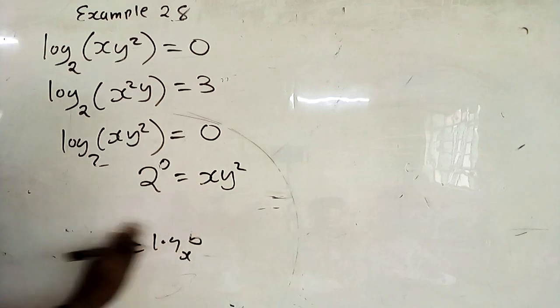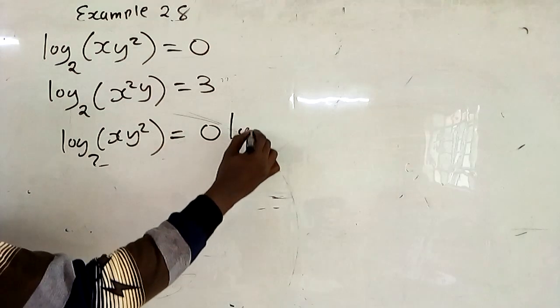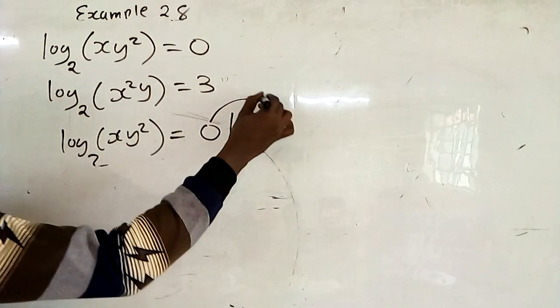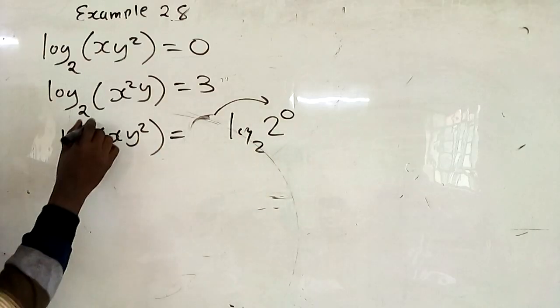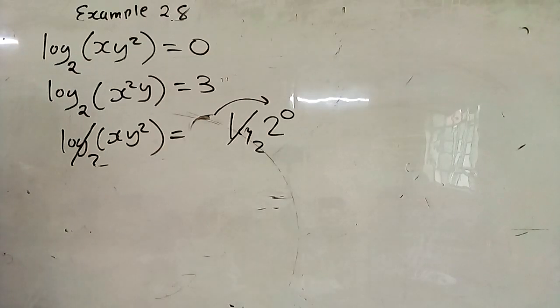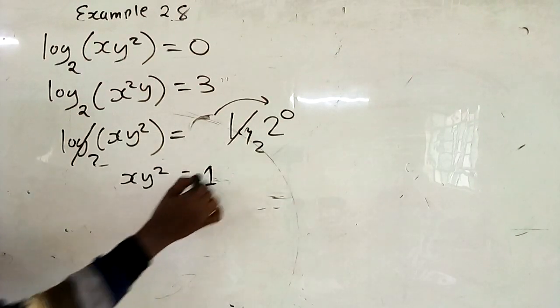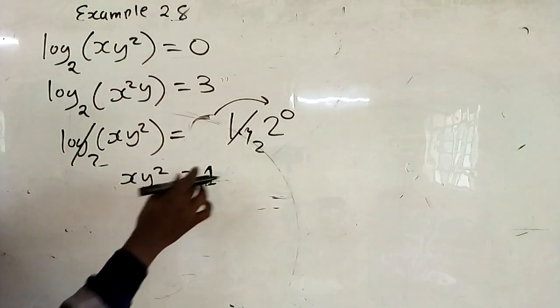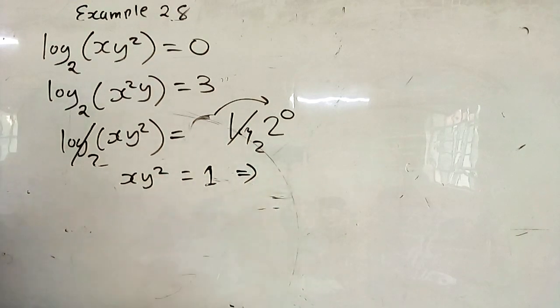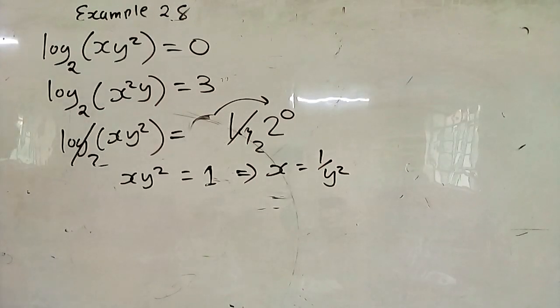But the best way to do it is by using the laws of logarithm. If this is to base 2, you ensure you have the same base on either side of the equation, so you introduce log 2 to base 2. So this 0 becomes the power. Then you now have one term, you ignore the log on either side of the equation. So you remain with xy squared is equal to 2 raised to power 0. Any number raised to power 0 is 1, so in equation 1, you have xy squared equal to 1. If you make x the subject of the formula, it is 1 over y squared.